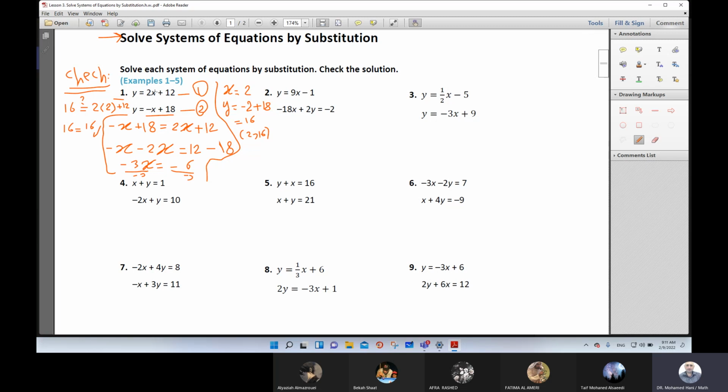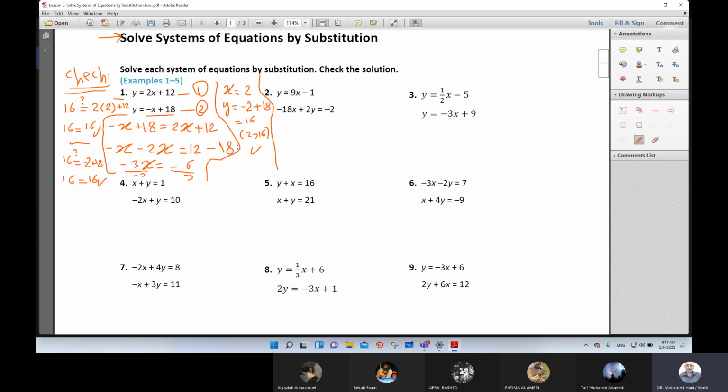So let's check the second equation. The value of y is 16. Is 16 equal to negative x, meaning negative 2, plus 18? So is 16 equal to negative 2 plus 18? Negative 2 plus 18 will be 16. Yes, this is a true equation, which means this is a true solution.